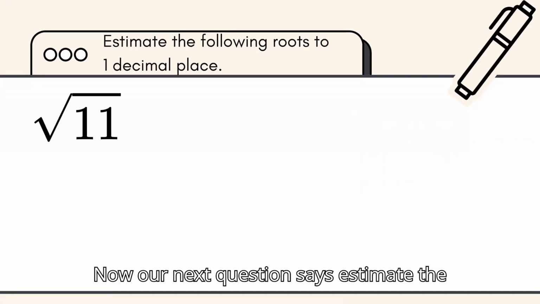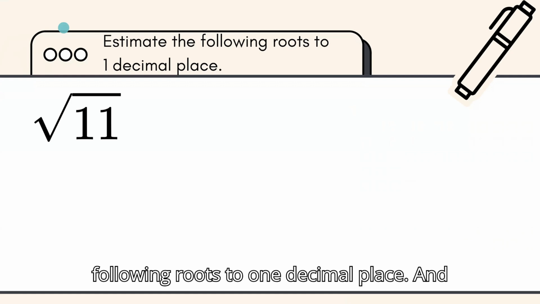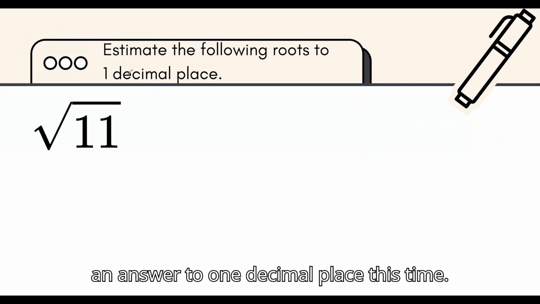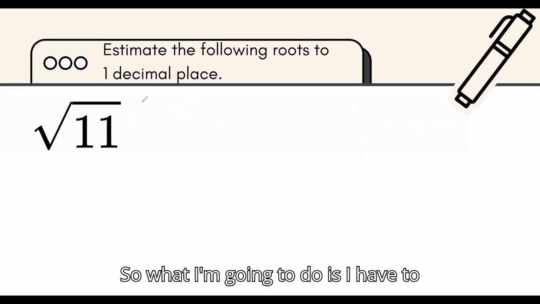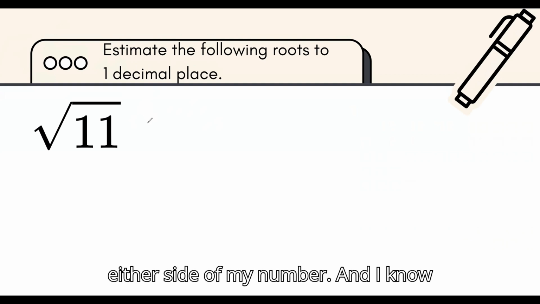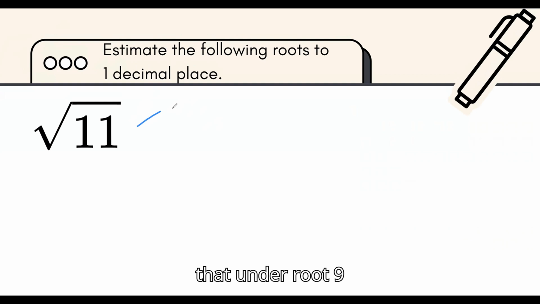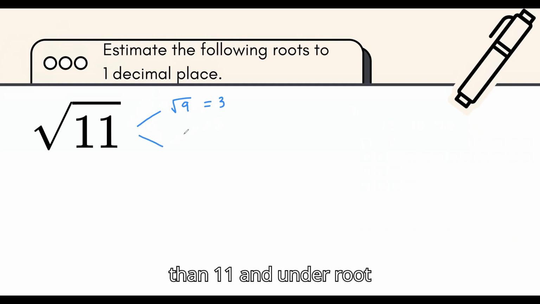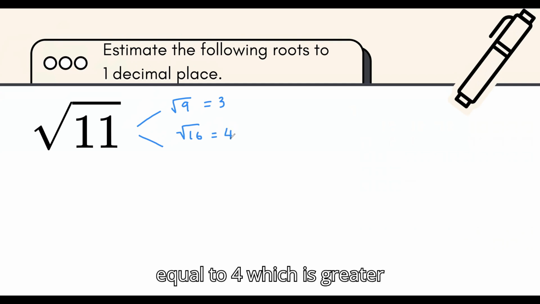Now our next question says estimate the following root to one decimal place. And we have the square root of 11. You have to give your answer to one decimal place this time. So what I'm going to do is figure out two square root values for either side of my number. And I know that the square root of 9 is equal to 3, which is less than the square root of 11. And the square root of 16 is equal to 4, which is greater than the square root of 11.